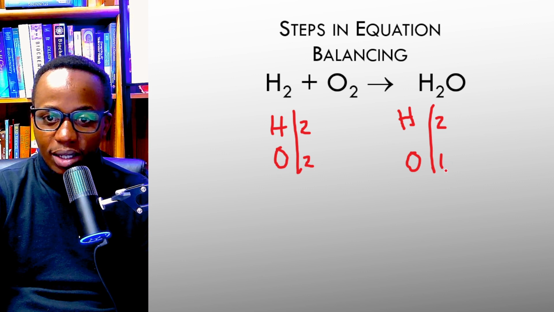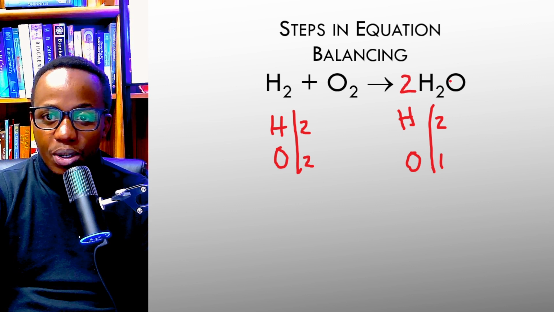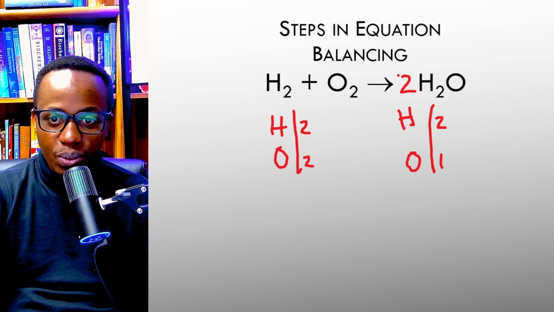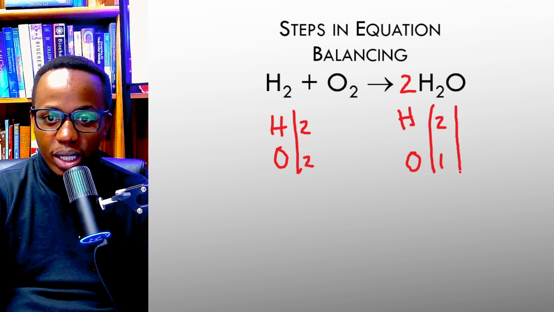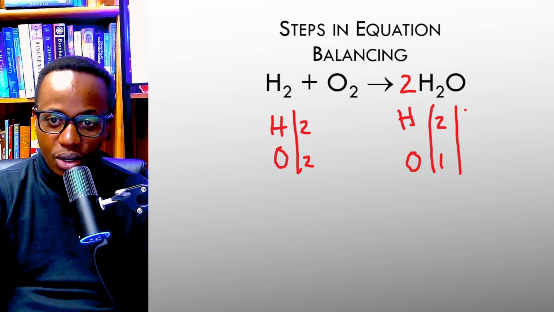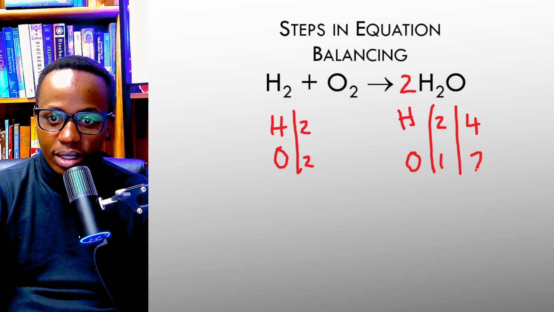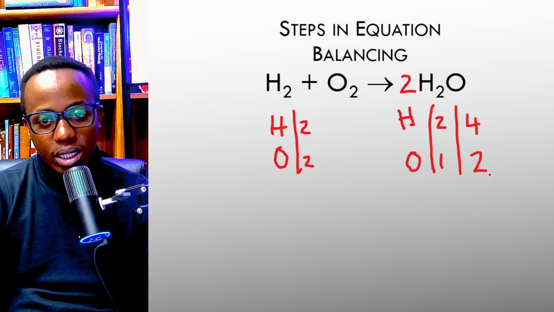So what does that tell you? It tells you that you're going to put 2 in front of the chemical that has oxygen. Whenever you put a number here, remember this is called a coefficient, you draw another line, and then we write down the new number of atoms. So the new numbers for hydrogen is 4, for oxygen is 2. All right, so we just finished balancing oxygen.